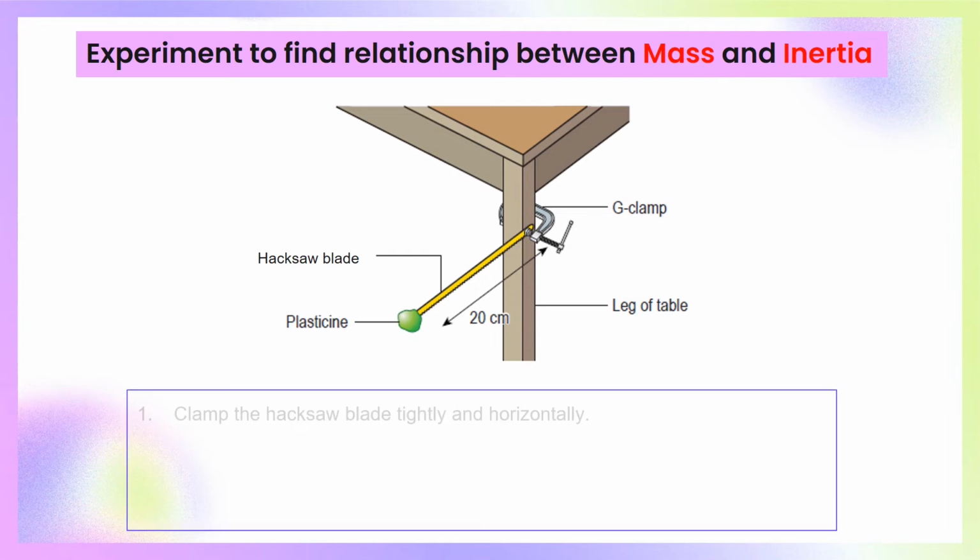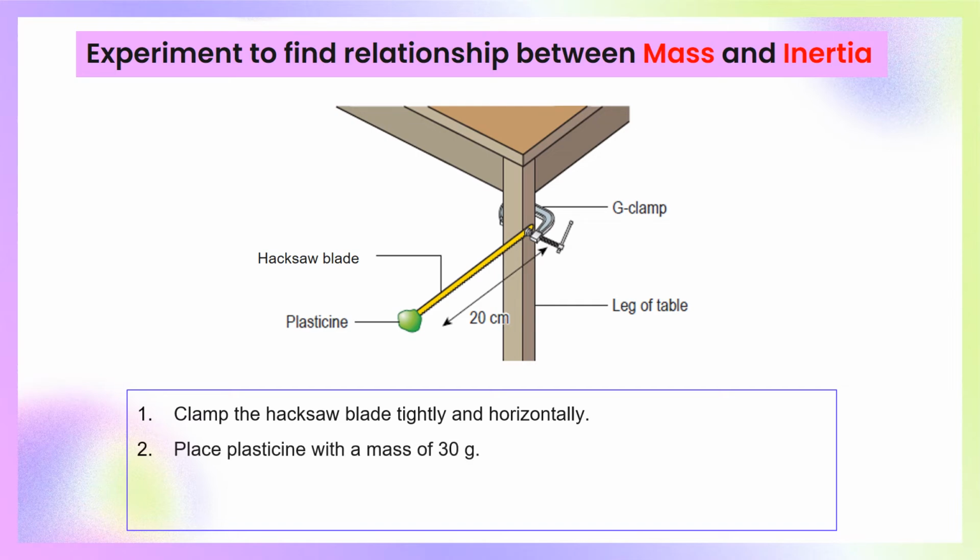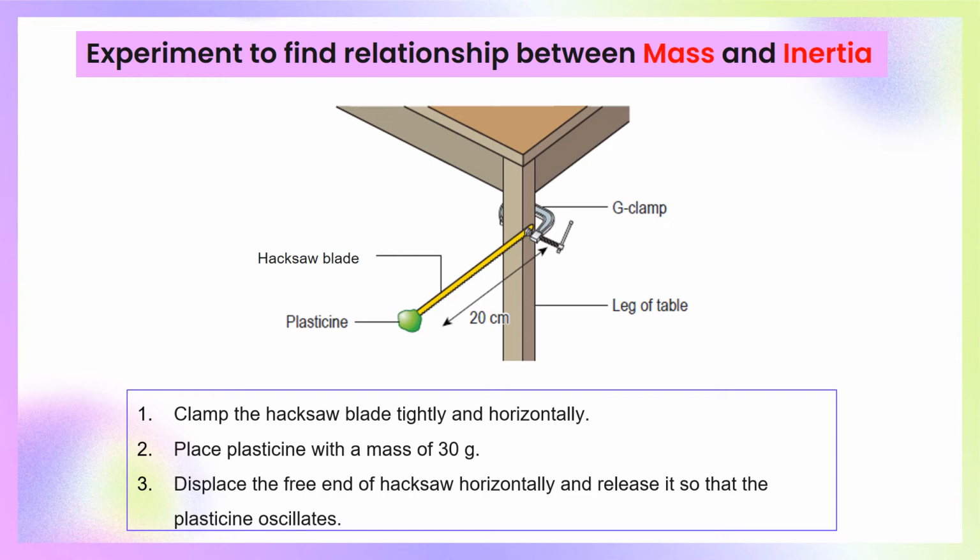Okay, next, let's look at the steps. The first step is to clamp the hacksaw blade tightly and horizontally. Next, place the plasticine with a mass of 30 grams at the end of the hacksaw blade. Then, displace the free end of the hacksaw horizontally and release it so that the plasticine oscillates.